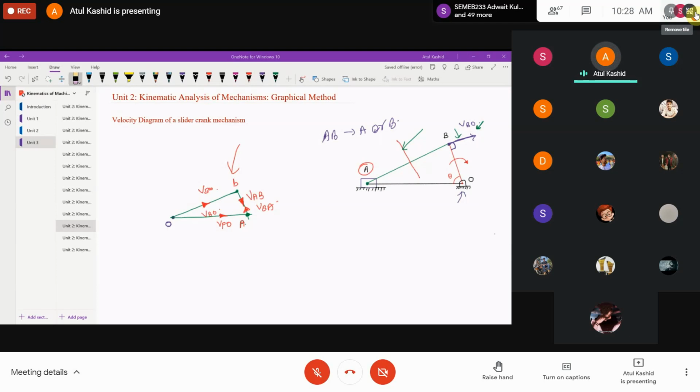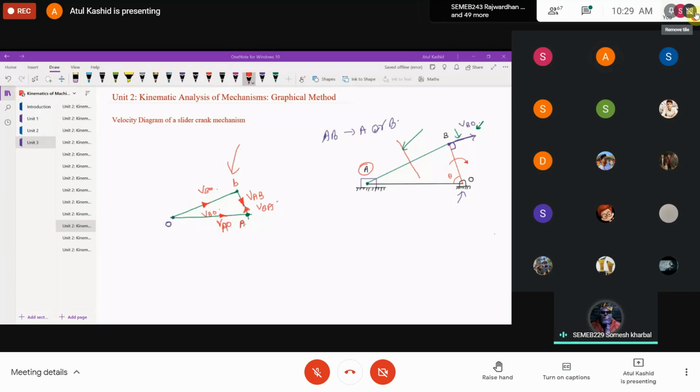Yes, whether it is clear to everybody? Very simple. If it is clear, we can start with the first numerical then. Please reply. Yeah, this is velocity of A with respect to O. So I've made one mistake. I've taken P point over there. So the point was A for the slider. So velocity of A with respect to O.